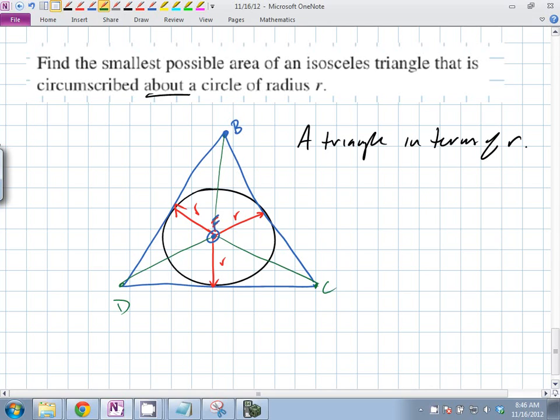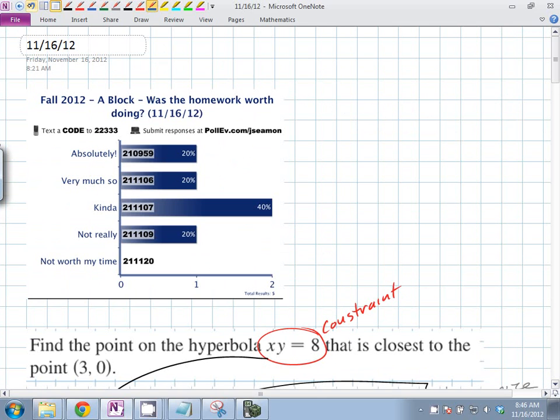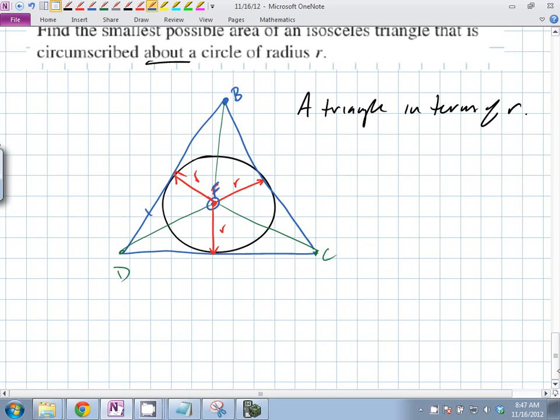Here's the thing. Do you know if this is an equilateral triangle? No, it's an isosceles triangle. So what do we know? Good listening comprehension. We now know that BD is equal to what? BC. So that's what we're assuming for isosceles right there. But that's all we know. We don't know if this is an equilateral triangle.